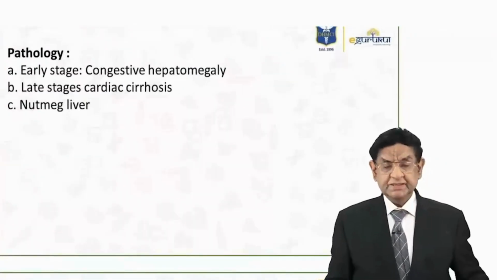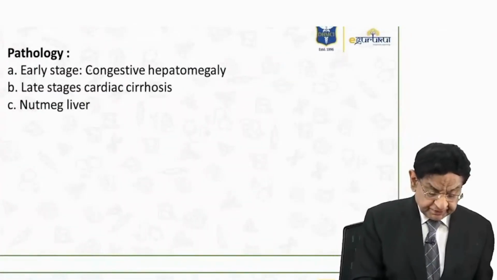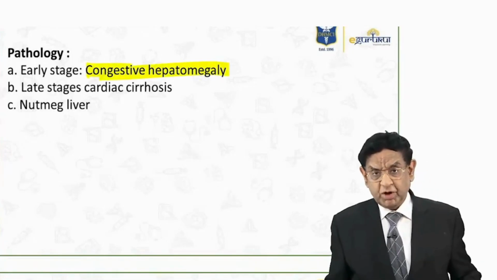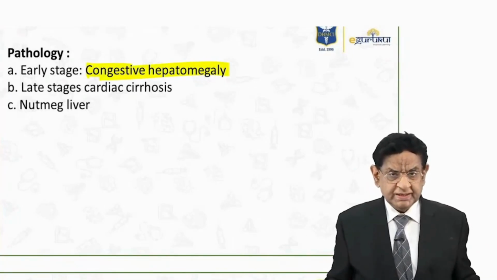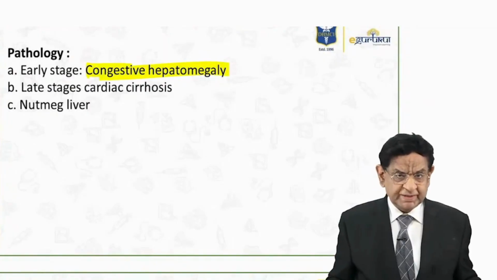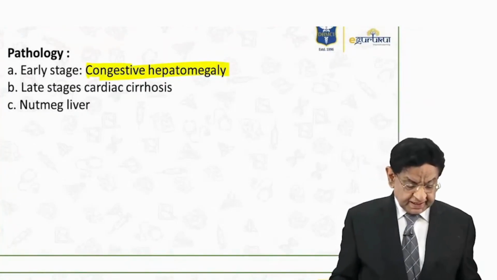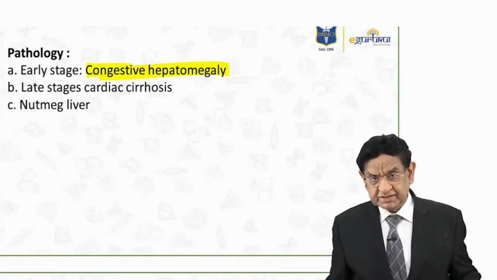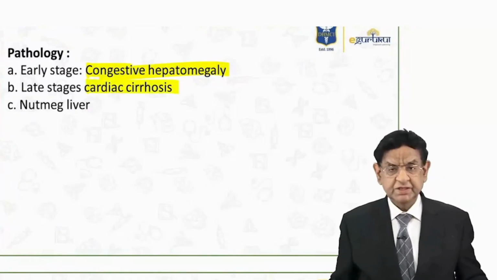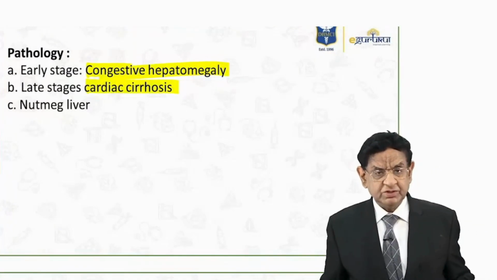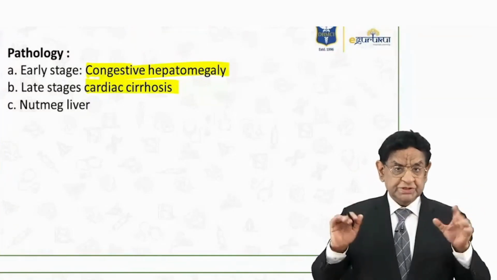Pathology. In the early stage there will be congestive hepatomegaly. Why? I told you, there is a blockage of blood flow. The entire sinusoid and small intrahepatic venules will all be congested, and later on as the condition advances, after a few months, the patient may develop cardiac cirrhosis. So it is a cirrhosis due to cardiac problem.